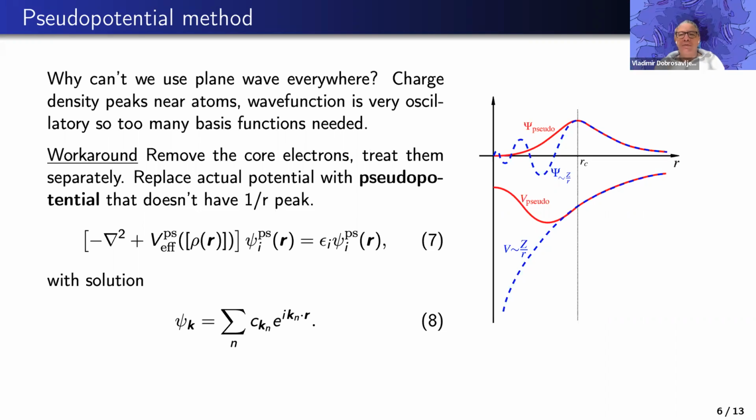Just one short question, Vishnu. Since in signal processing, people also typically face the problem that the function has jumps or spikes, and the way they deal with this is they use wavelets as a basis as opposed to plain waves. So has anyone tried to use wavelets for the core states?